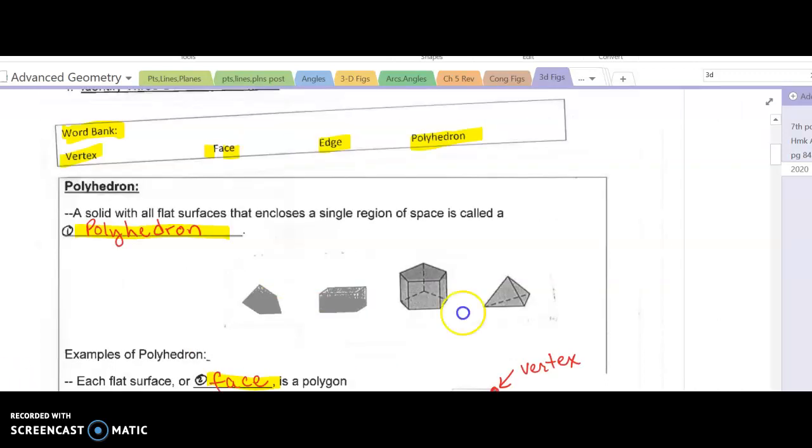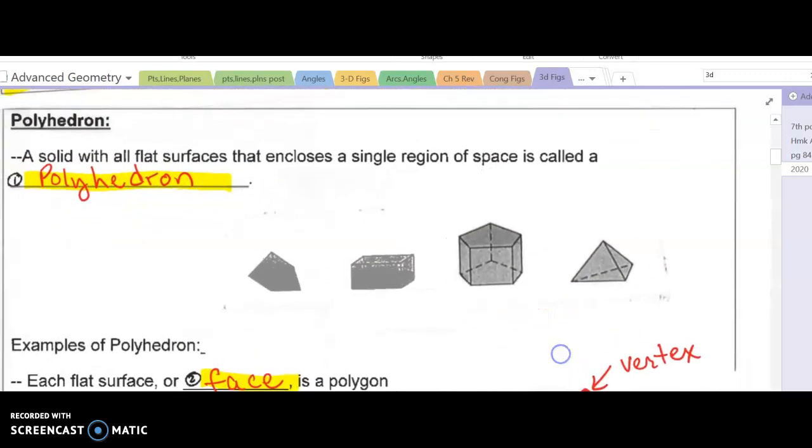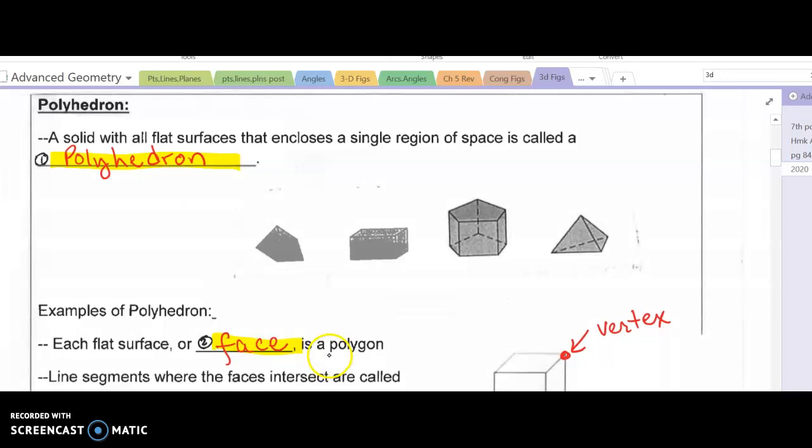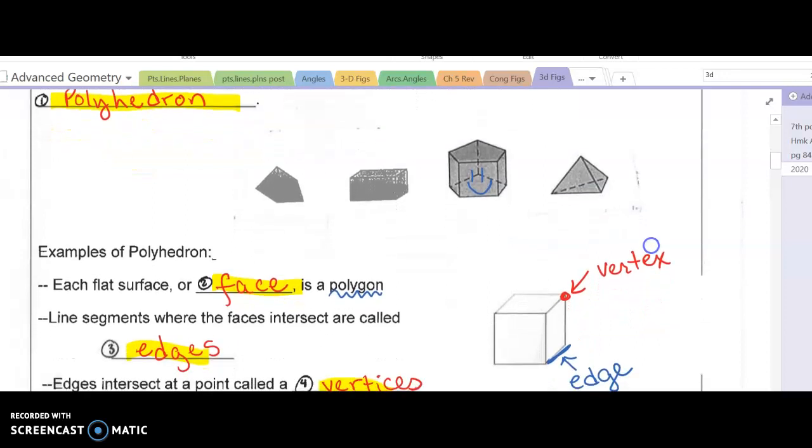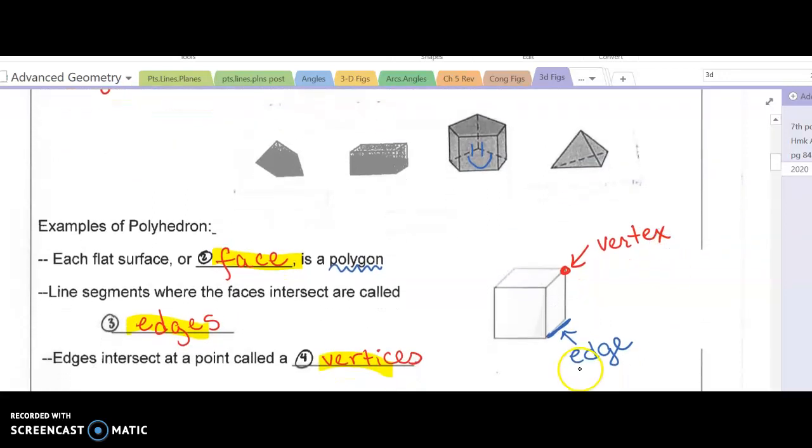Okay, so what I hope you guessed on this first one is that a solid figure with all flat surfaces that encloses a single region of space is called a polyhedron. What we saw in that video with Emily is that these are not circle-based shapes. They're things with flat sides. In fact, each side is a polygon, not anything circular, and so each side is called a face. I'm here drawing a face on my face. And then the line segments where the faces intersect are called edges, as we saw over here. We have an edge. And lastly, where the corners come together are called vertices, or a vertex.